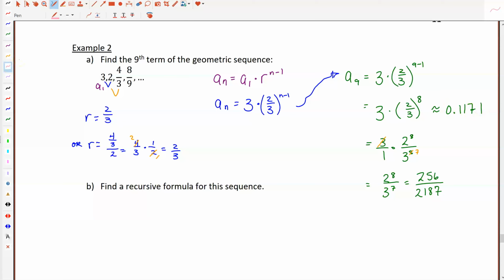One last comment on this before we move on to the next problem: right here where you have 3 times 2/3 to the n minus 1, these pieces right here, do not multiply them.